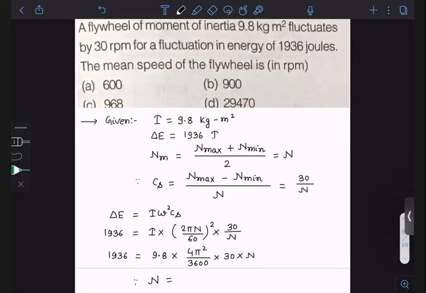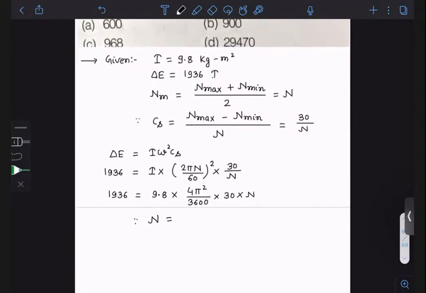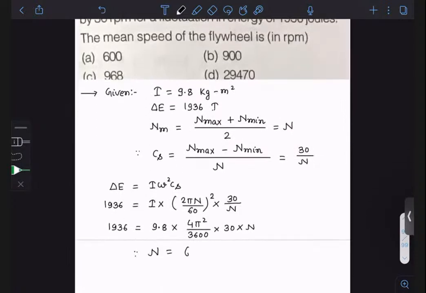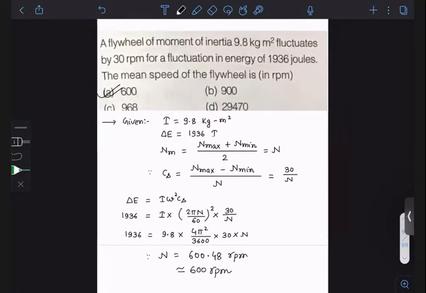What we are getting, my dear? What is the right answer? This we are getting, approximately 600.48 RPM, right? 600 RPM is the right answer. So the right answer is A. Clear, my dear? Very good, very good.